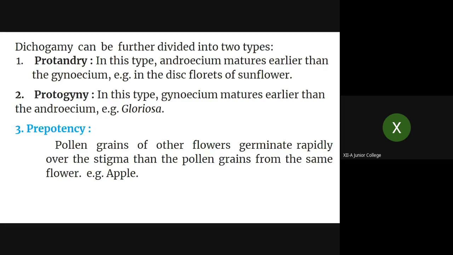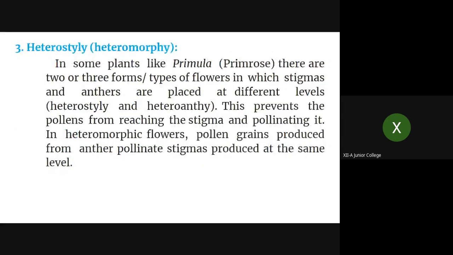That means potential nature, the potency of the pollen grain of another flower is more than that of the same flower. So this is what is called prepotency. The next criteria, that is the adaptation seen, is what? Heterostyly. Heterostyly, or this is also called heteromorphy.